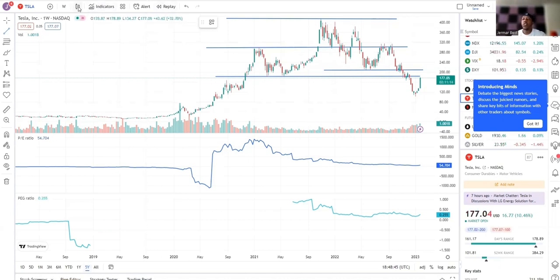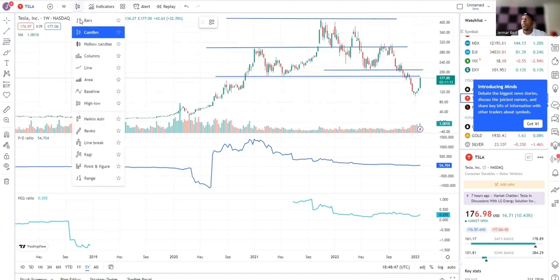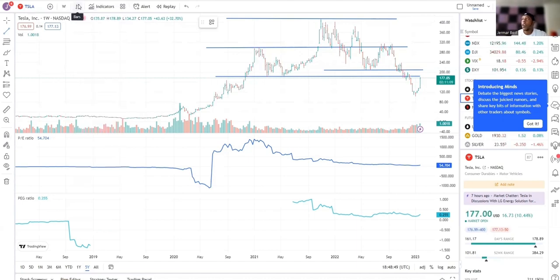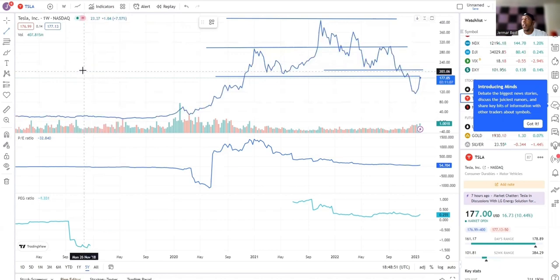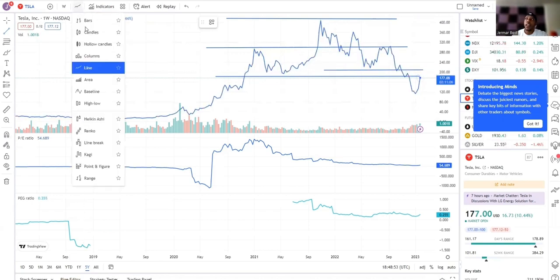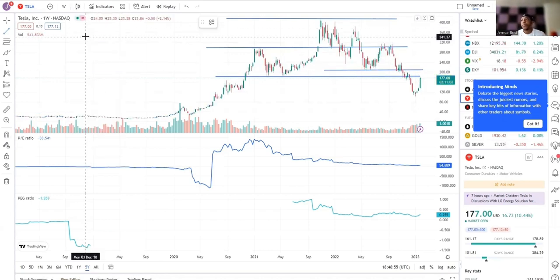Right now, I'm looking at a candle chart, and many other people can decide to look at a bar chart or a mountain or line chart. It's whatever really is your preference. And for me, it's a candle chart.